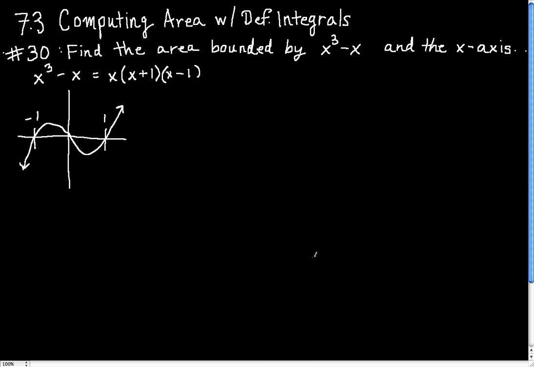This is section 7.3, problem number 30. I chose this example because it's somewhat difficult, I think. And so why is it difficult? First of all, what is the problem? We want to find the area bounded by the function x cubed minus x and the x-axis.